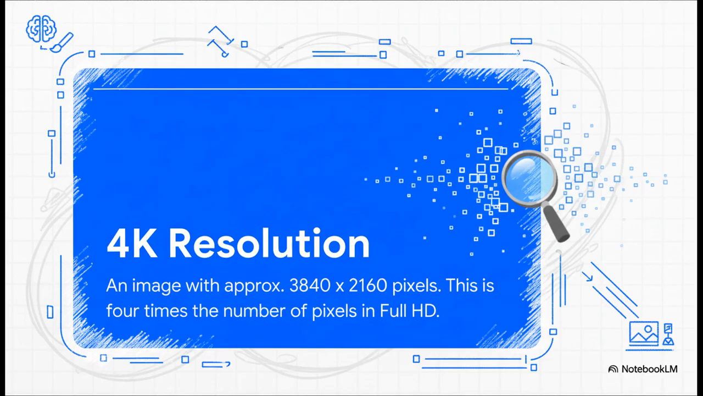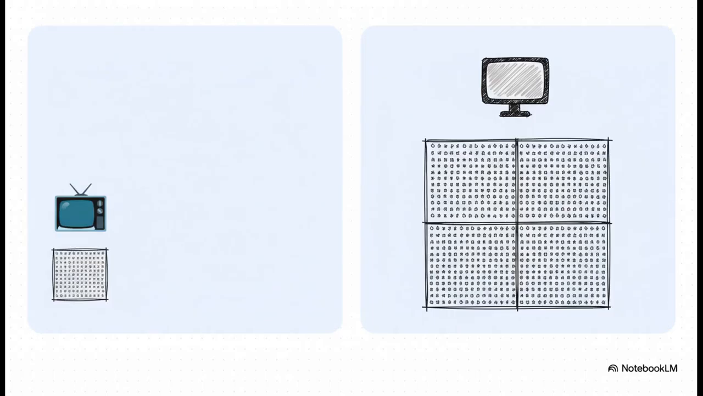So first, let's just be crystal clear on what 4K actually is. It's a specific technical standard for resolution. It defines the number of pixels in an image. We're talking about almost 4,000 pixels across and over 2,000 pixels high. The jump from Full HD to 4K is massive. It's literally 4 times the number of pixels. That's exactly why 4K images look so much sharper and more detailed. It's pretty simple. More pixels means more information.